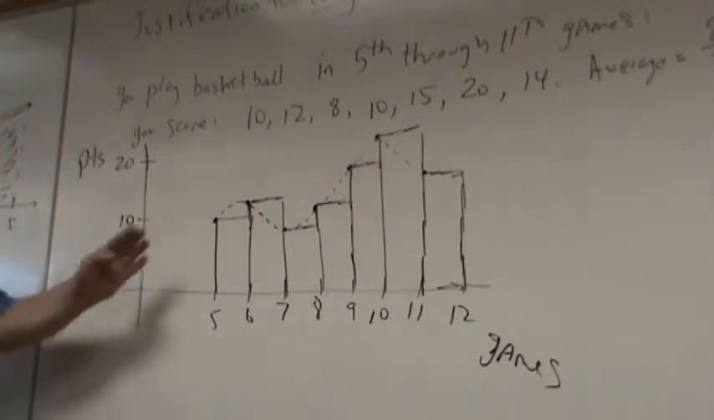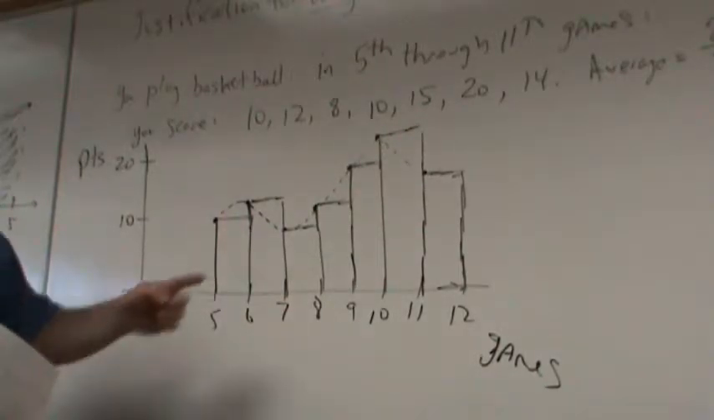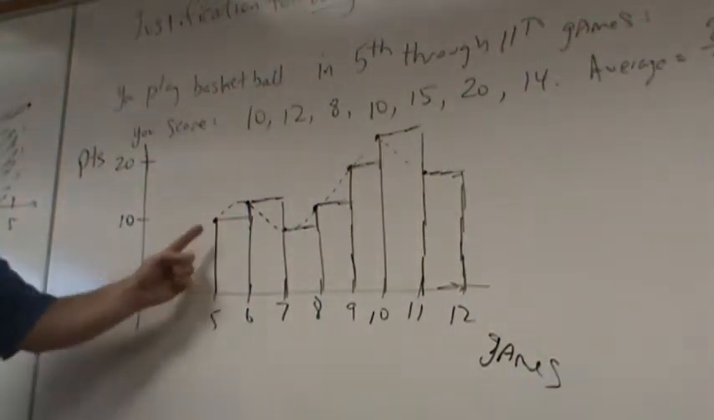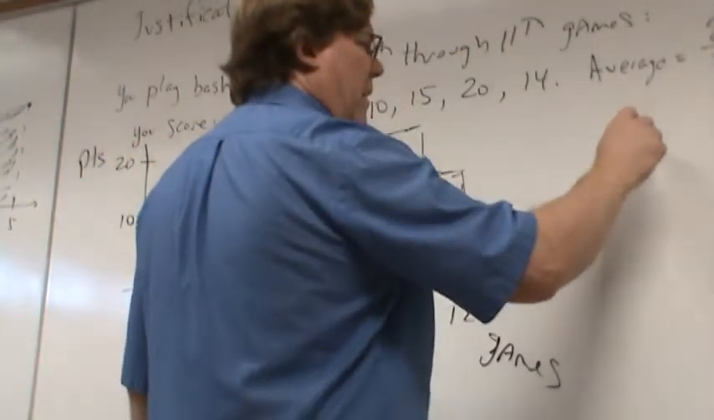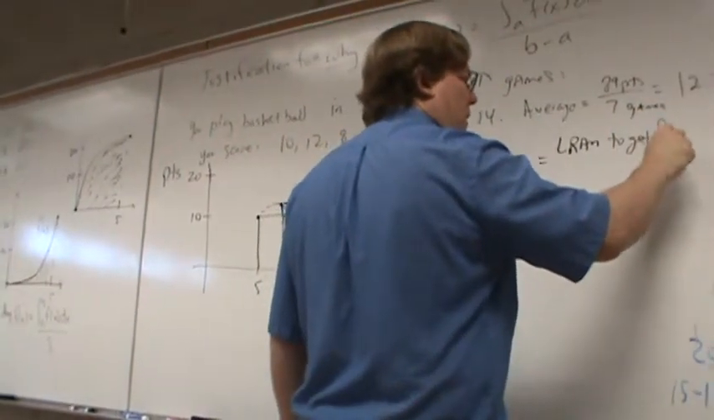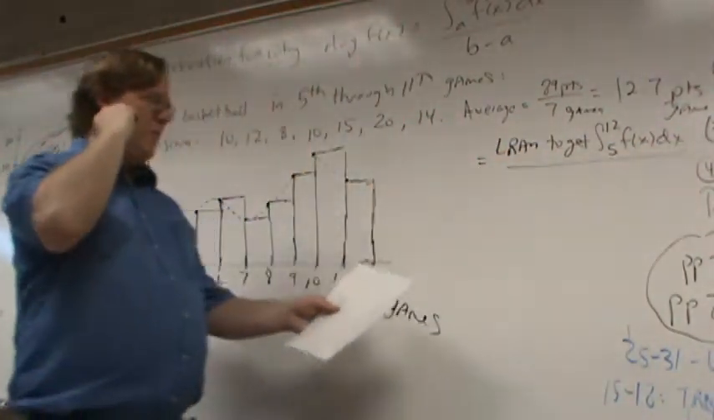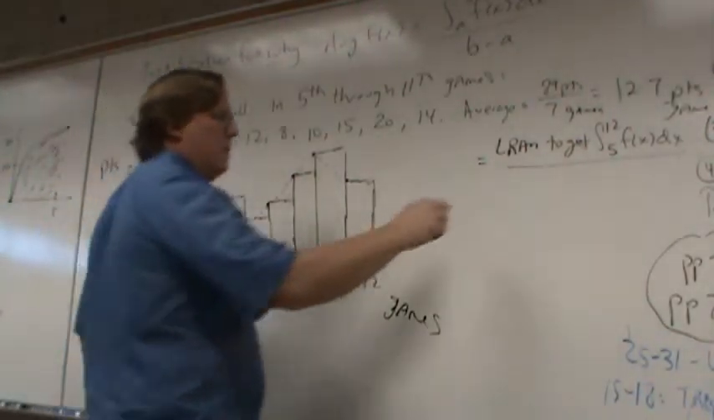By the way, to get the area under the dotted graph, what am I using? LRAM, RRAM, or MRAM here? LRAM. Hope you see I'm using LRAM, right? So what I actually did in calculating this average is I estimated the area under the graph. I used LRAM to get the integral from 5 to 12 of f of x, where f of x is my function of how many points I'm scoring per game, and then I divided by 12 minus 5.